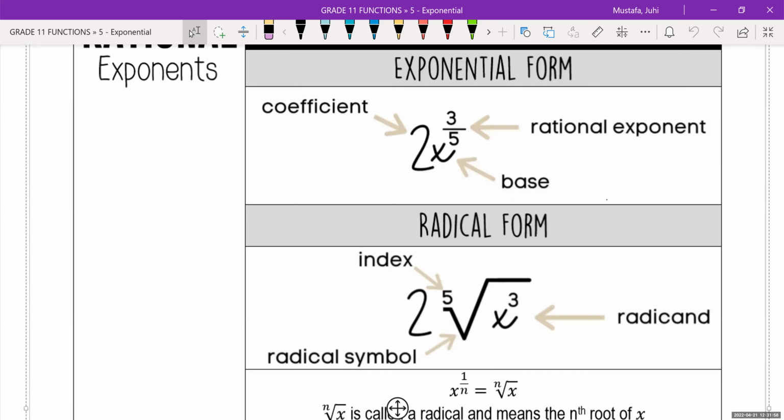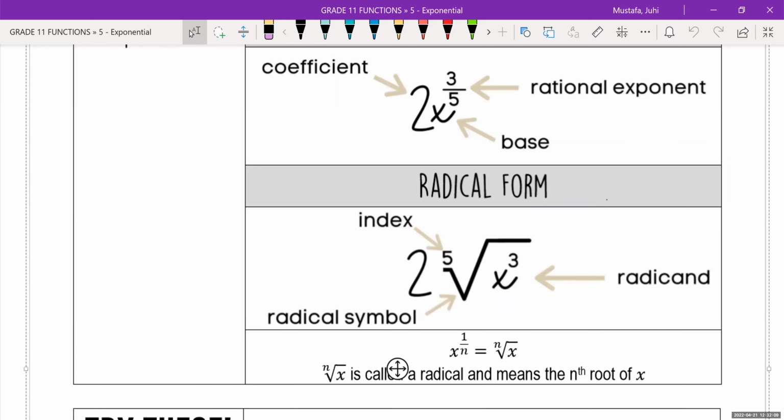So if it's written in the way at the top, that's called exponential form. And that's sort of the form that we're used to seeing, right? When you have a base and an exponent. But there's another form, and that's called radical form. And we've all seen the radical sign before because we've dealt with square roots. But in today's class, we're actually not going to be dealing with square roots. We're going to be dealing with other types of radicals.